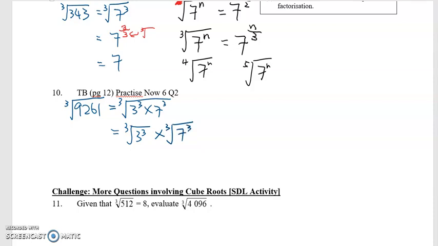Okay, so the special property is that if it's a cube root of two numbers multiplied together, I can break it up into the cube root of each of the two numbers, and then I multiply them. It will be the same. Then I will get 3 times 7, since for both powers, I actually have to divide by 3. And that will give me 21.